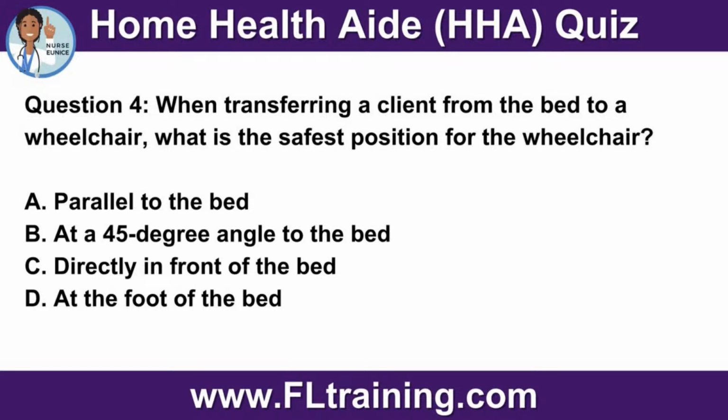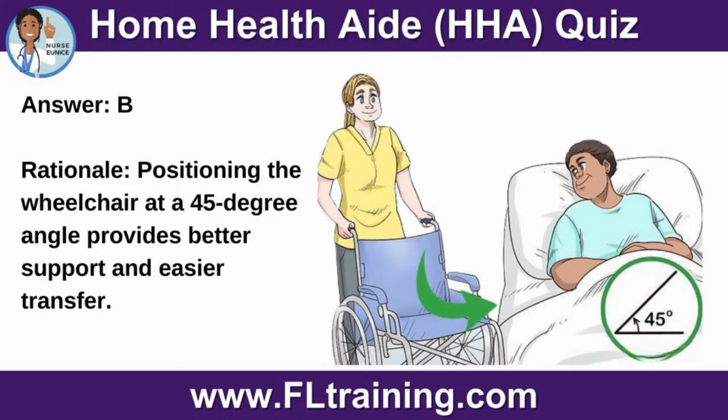Specifically for the Prometric CNA exam, it doesn't matter whether you have the wheelchair at the head of the bed or at the foot of the bed, as long as the wheelchair is at a 45-degree angle. So if you chose B, positioning the wheelchair at a 45-degree angle provides better support and easier transfer. You are absolutely correct. And again, when you're transferring somebody, for most states, it doesn't matter if the wheelchair is at the head or at the foot, wherever you have the most room in order to transfer them.